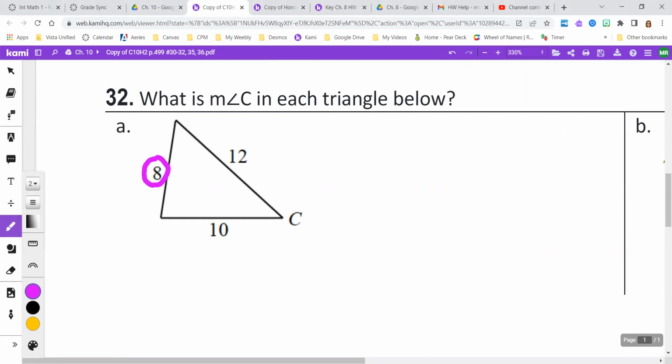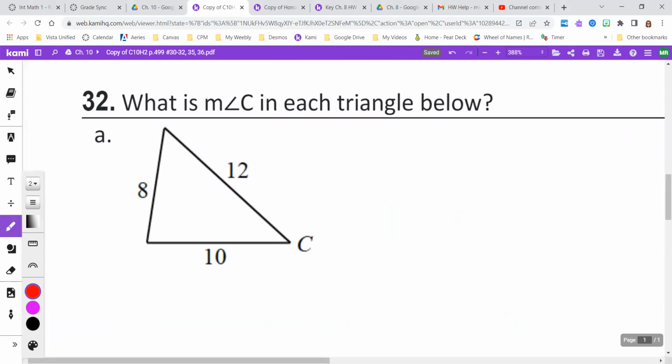I know side 8, I don't know the angle across from it. I know side 12, but I don't know the angle across from it. I know side 10, but I don't know the angle across from it. I needed to know one pair, either 8 and the angle opposite it, or 10 and the angle opposite it, or 12 and the angle opposite it. That would have been law of sines. Since I don't know that, I'm going to be using law of cosines.